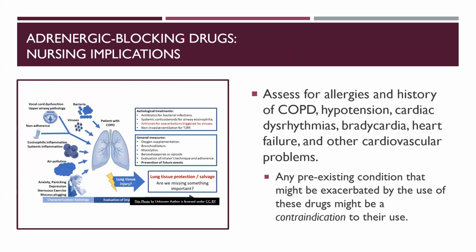With it, there are nursing implications. Assess for allergies, history of COPD, hypotension, cardiac dysrhythmias, bradycardia, heart failure, and other cardiovascular problems. Any pre-existing condition may be exacerbated by the use of these drugs, so it might be contraindicated for their use. The thing you want to remember on this is, if my patient has COPD, would I want to give them a beta 1 or a beta 2?